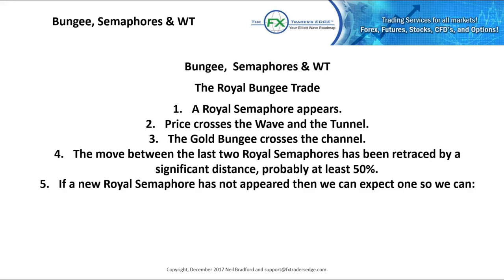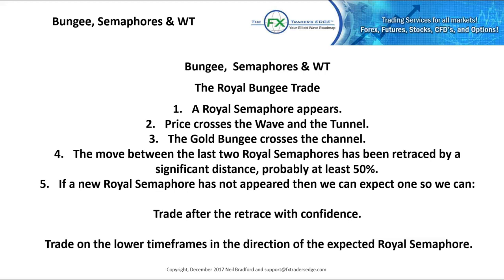If all that has happened and we do not have a royal semaphore, then we can expect one. And if we can expect one, then if we get a retrace, we can trade the continuation with confidence. If we get a retrace, we can trade Wavy Tunnel trades on the lower time frames in the direction of the expected royal semaphore. And that is it. That's all there is to it. Keep it simple, I say.